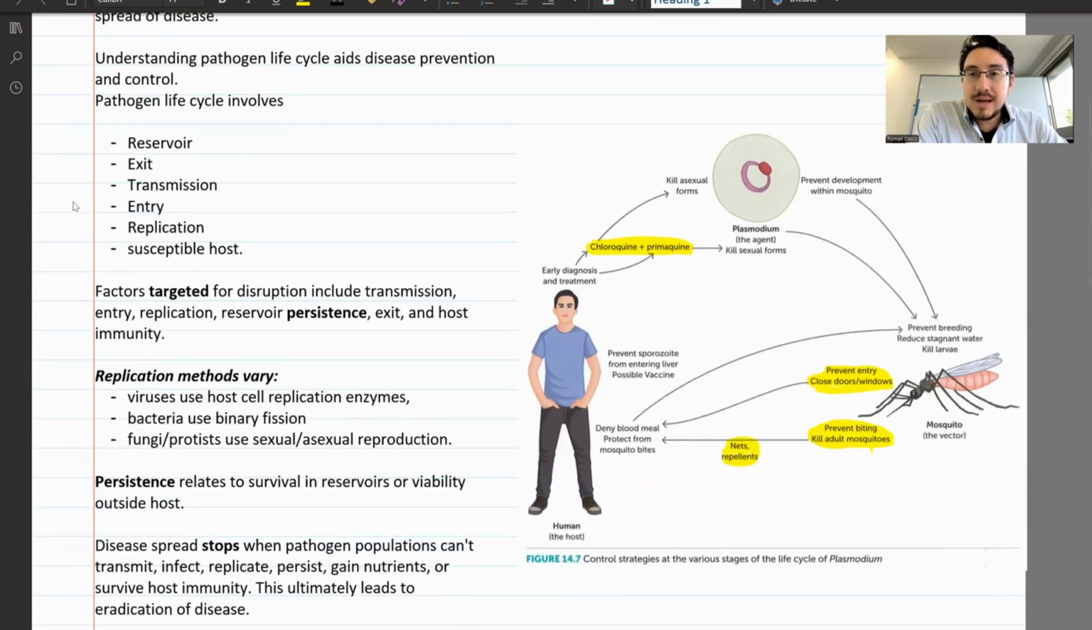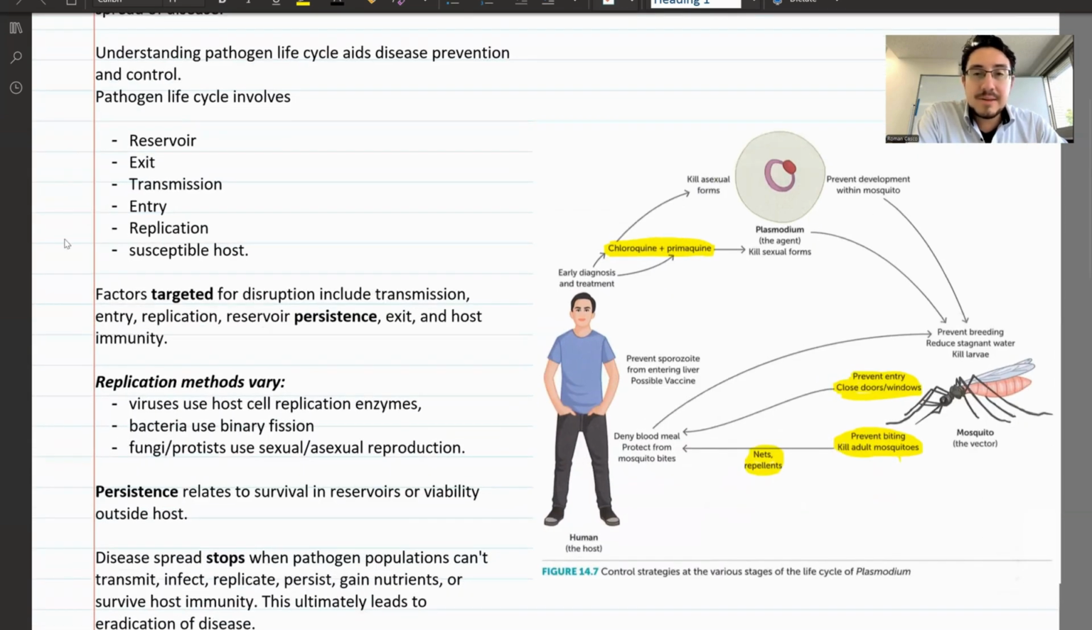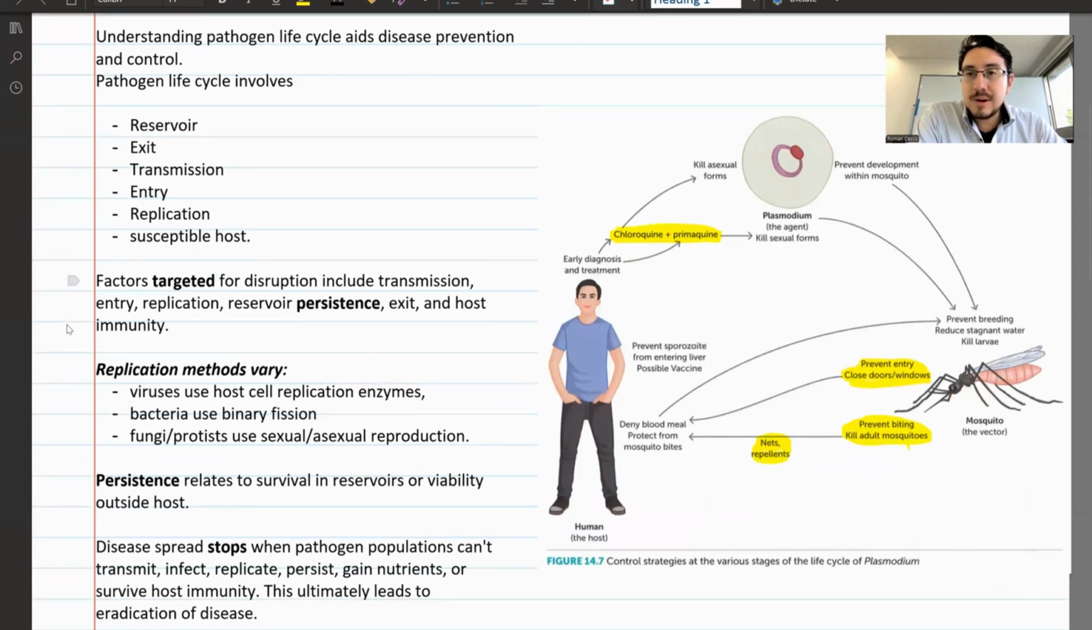And when we talk about the life cycle of a pathogen, it's very similar to what we talked about already, especially with a mosquito. You tend to have the reservoir or reservoir host. You need a portal of exit and a portal of entry and that whole mode of transmission. Then the actual replication of the pathogen in certain tissues of a particular host, and the susceptible host to continue the life cycle and essentially propagate the population.